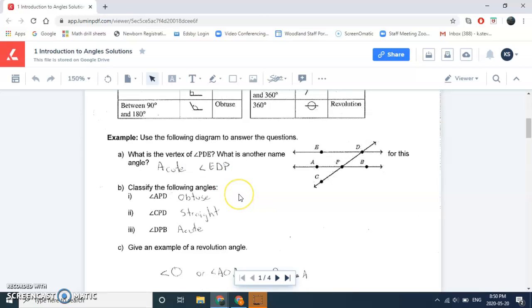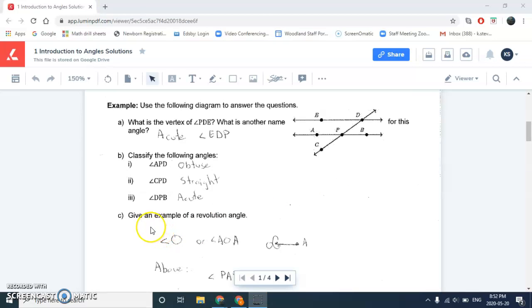Classify the following angles. APD: that looks like it's past 90, so that must mean it's obtuse. Our next one is CPD, so we start with C, P, and then we go up to D. Oh, that's just a straight line there, so straight. And angle DPB. Oh, that looks like it's less than 90 degrees, so that means it's acute. It's a little acute angle. All right, next we are going to give an example of a revolution angle.